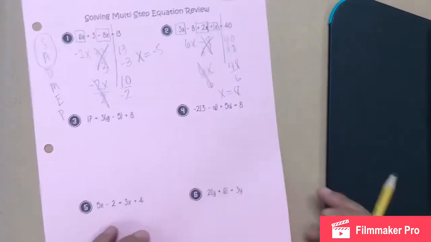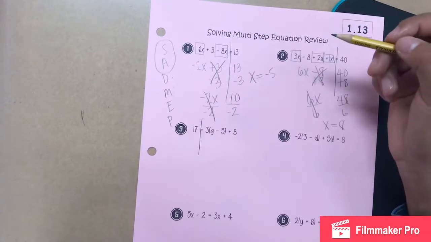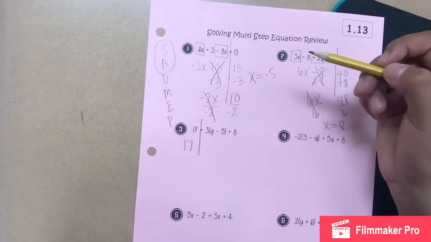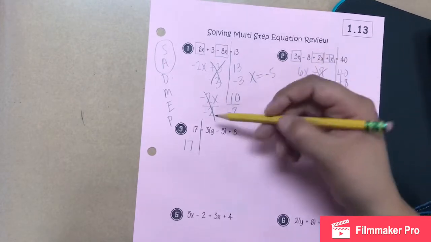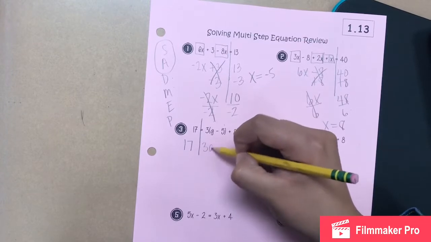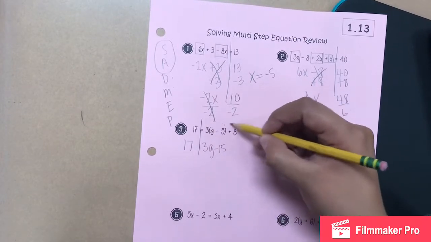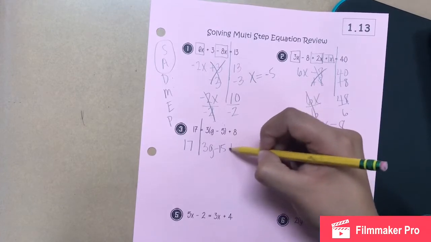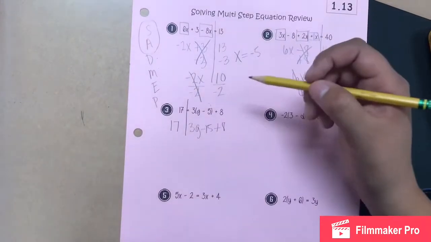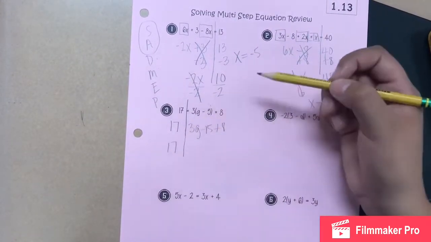Okay, continuing, number 3. Okay, so there is a set of parentheses here, so I need to distribute whatever values are outside the parentheses. There's nothing to distribute on the left side, so 17 comes down. I'm going to distribute the 3. So 3 times 1g is 3g. 3 times negative 5 is negative 15. And that does not apply to the positive 8 outside because it's not inside the parentheses, so I'm just going to bring it down. Step 2 says then we combine like terms, so 17 comes down.